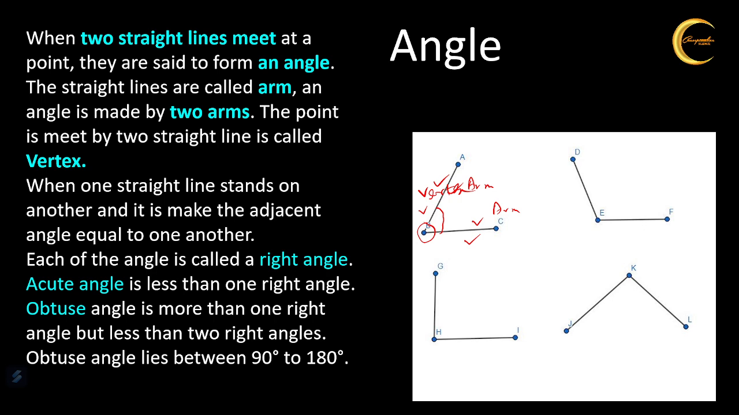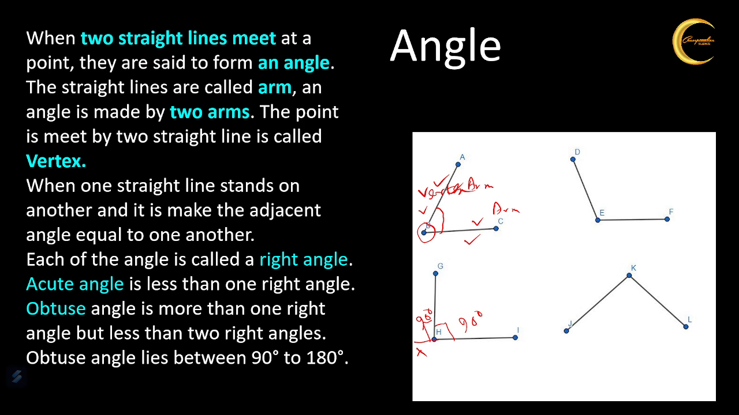When one straight line stands on another and makes adjacent angles equal to each other, you see here I draw another straight line, and I have given the point X, and each of the angles is called a right angle. So this angle is a right angle. This is 90 degrees and this is 90 degrees.